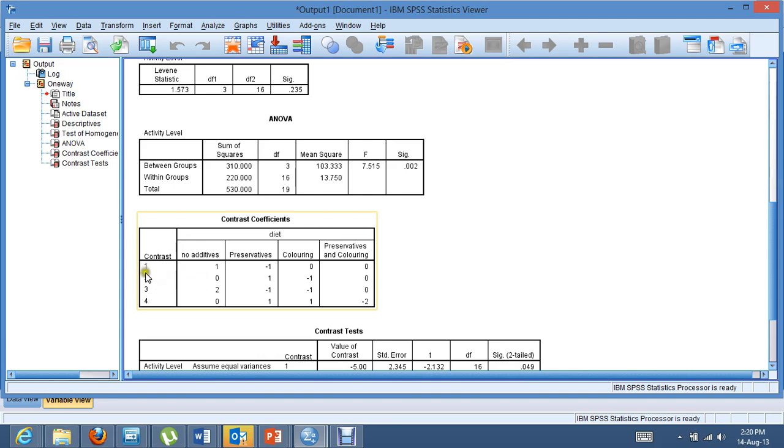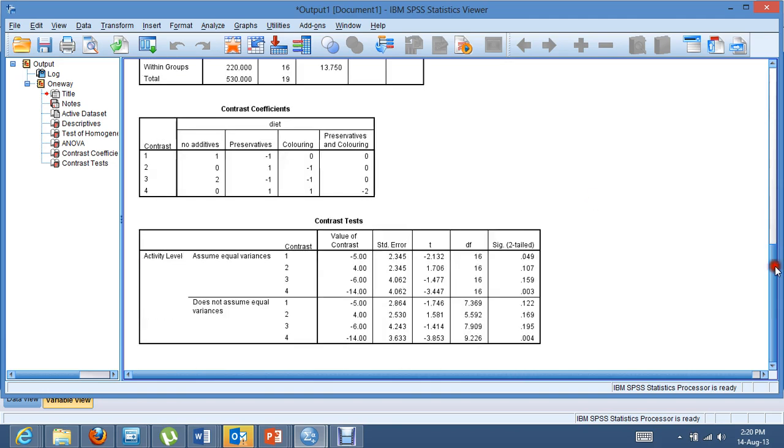These are the contrast coefficients we specified for each of the 4 contrasts, and these are the results of the contrasts. These are the results if Levene's test is not significant, and these are the results if Levene's test is significant, so you can't assume equal variances. We want the first row because our Levene's test wasn't significant, so we can assume equal variances. In this first contrast, we compared no additives to the preservatives, and we can see that it just differed significantly.